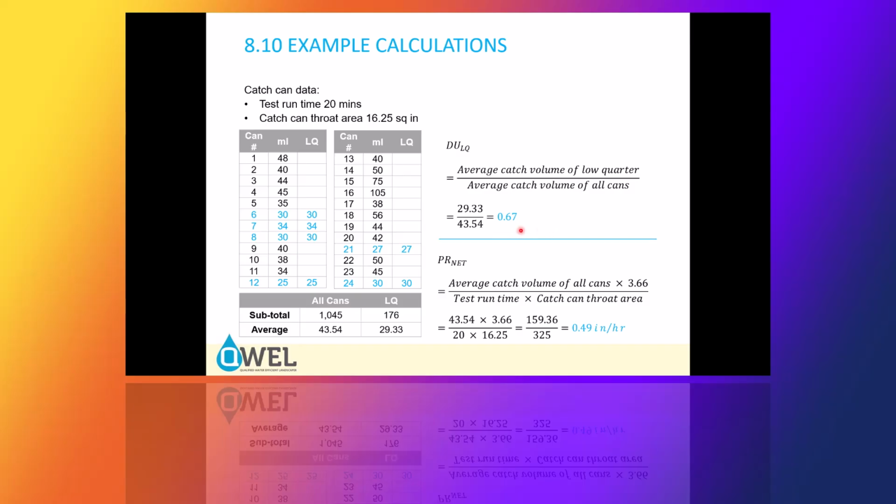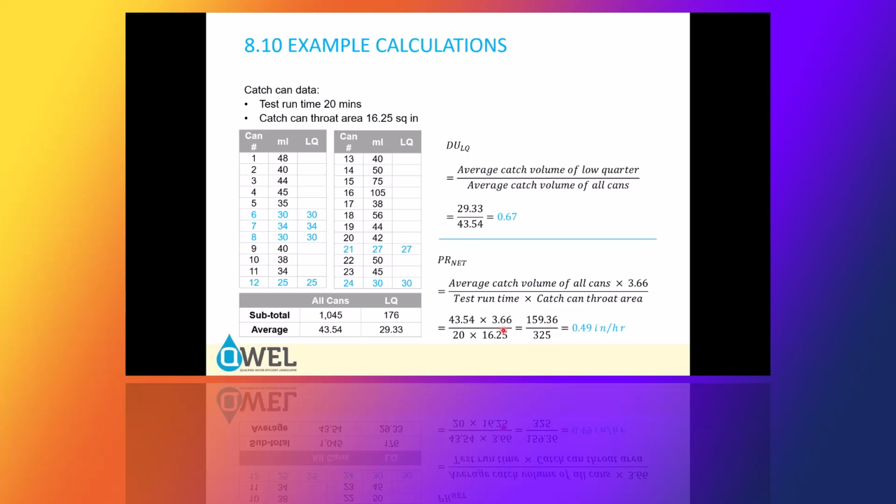Our precipitation rate uses some of this data. So our precipitation rate is the average catch can volume of all the cans. Here, 43.54 is the average catch can volume of all our cans, times 3.66. So that value comes out to 159.36.